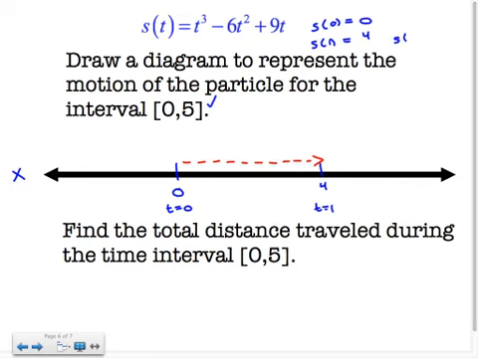Well, let's find out. S of 3 will tell us where it is, which is 27 minus 54 plus another 27, which is 0. So it turns around and it heads back to the origin. So from here we go back to the left. And here we are. Now what's the time when this happens? It's at time equals 3. So let me put a little t equals 3 up here above it so I know.